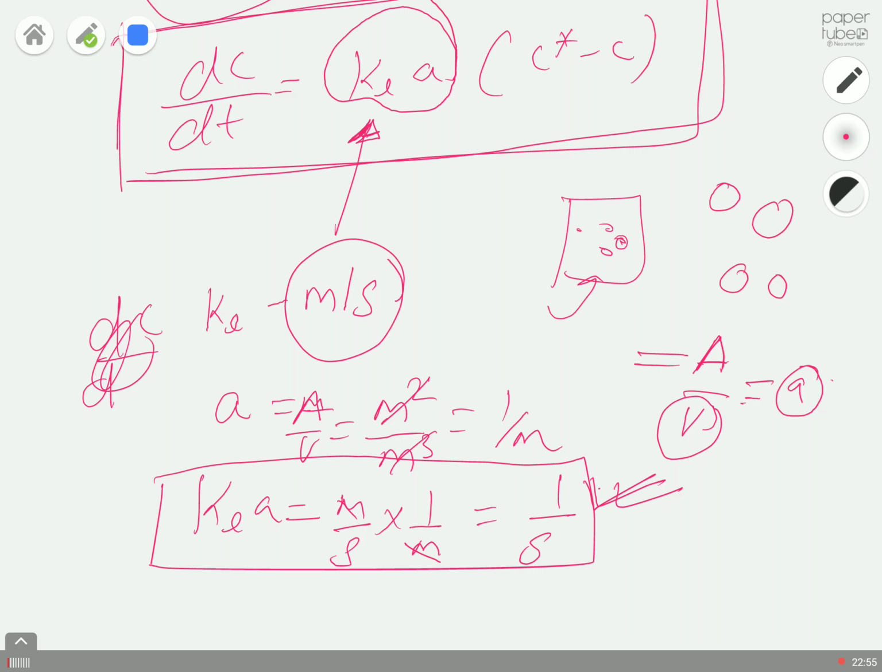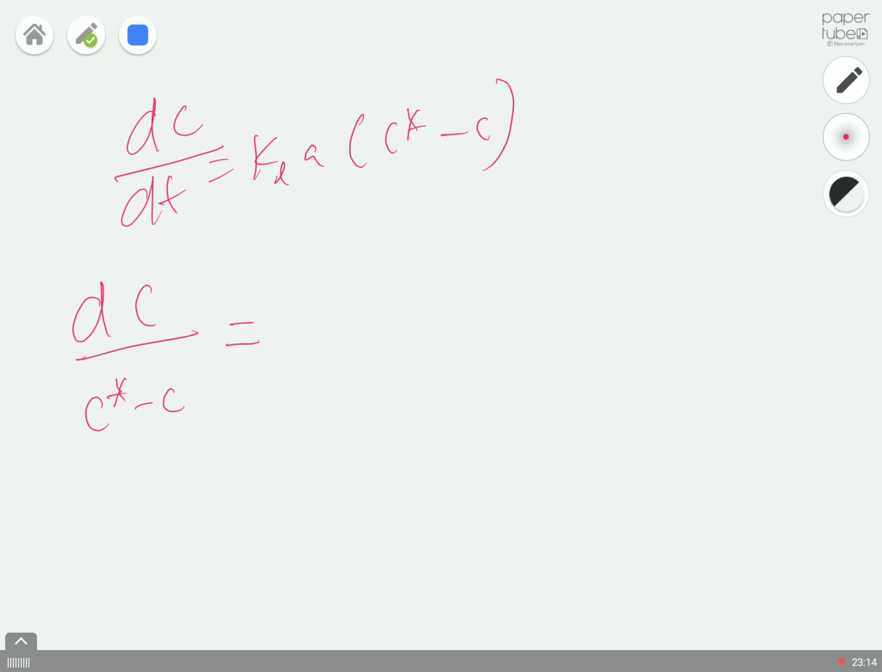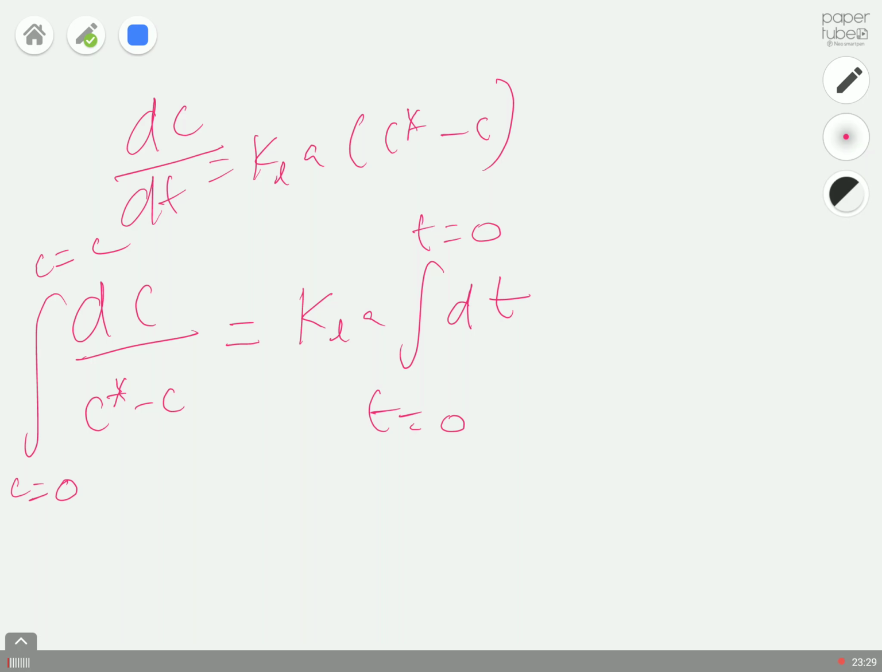If you want, we can simplify this expression by integrating it based on the initial conditions. dC/dt equals KLa (C star minus C). So dC over (C star minus C) is equal to KLa into dt. The limits are t equal to 0 to t equal to t. When t is equal to 0, C will be equal to 0, and at time t, C will be equal to C. These are the initial experimental conditions.